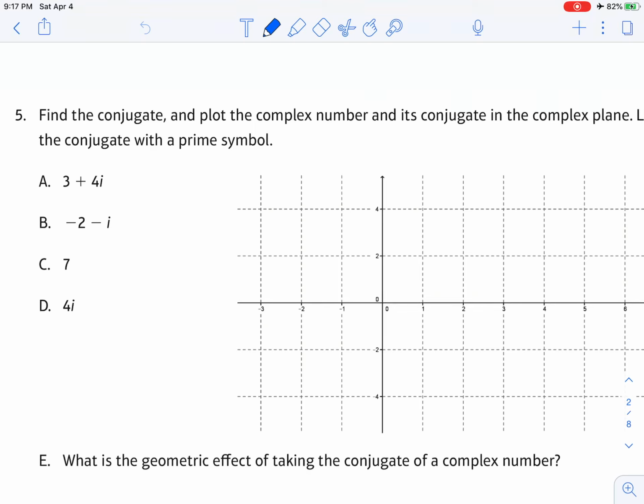Okay, next one. We need to graph this. So in order to graph it, this right here is the real number. So this is the real axis, this is the imaginary. Okay? So 3, so I'm going to go over to 3, and it says I'm going to go up 4i. So that's up there. So then I'm going to draw a point.